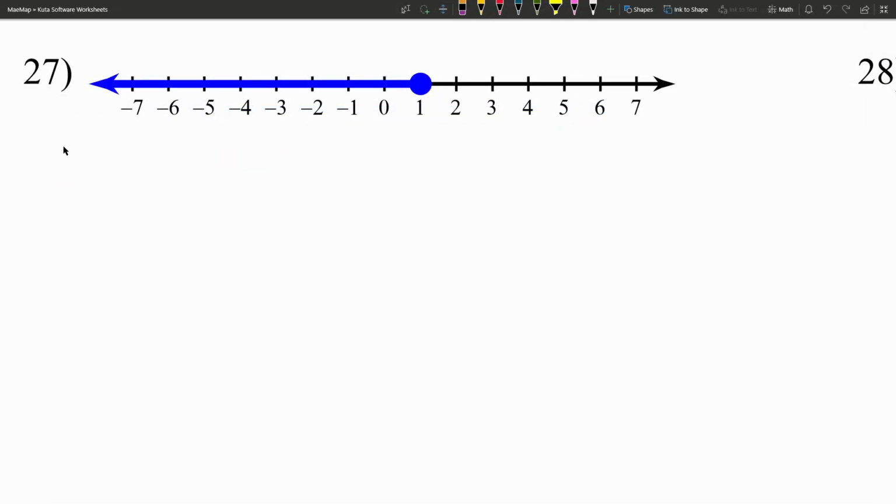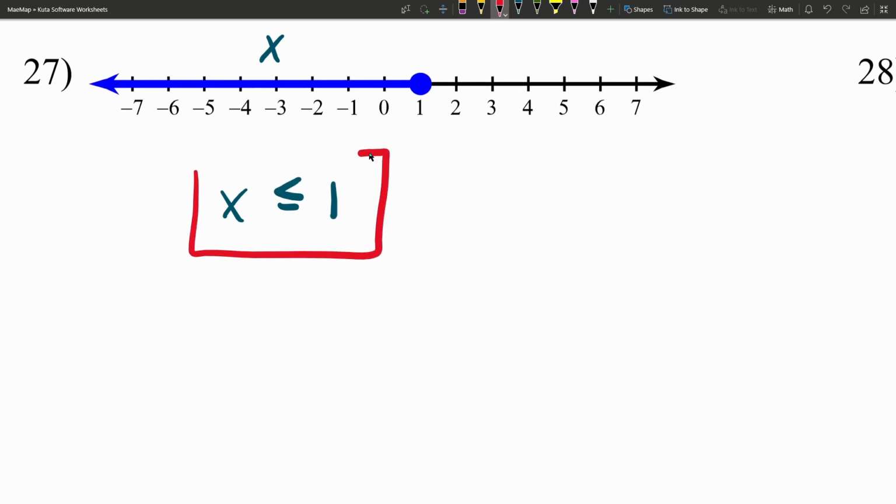For number 27, the number that's circled and also shaded in happens to be a positive 1. So all these other shaded values, let's use our variable x to represent them. So x represents all the values that are less than or equal to a positive 1. And it's less than or equal to because it's circled and shaded in.